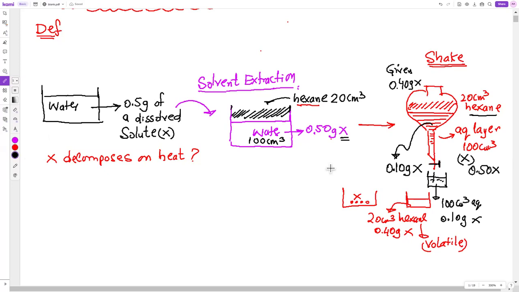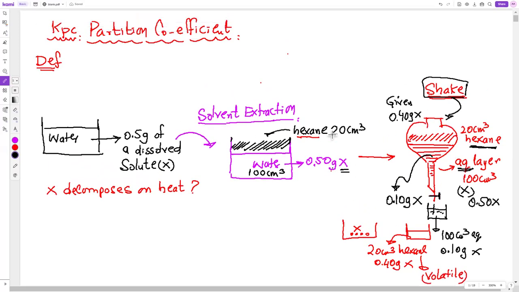Any confusion or question? No, sir. Now, what happened, beta, when we were shaking these two solutions? X distributed itself between two solvents. One solvent was hexane, the other solvent was water. Any solute in particular solvents will always distribute itself in a particular constant ratio. This distribution of solute in two solvents will always be constant, and that constant is Kpc.